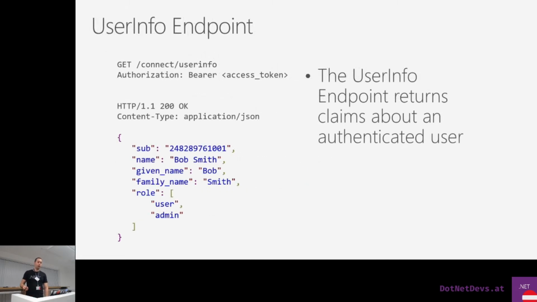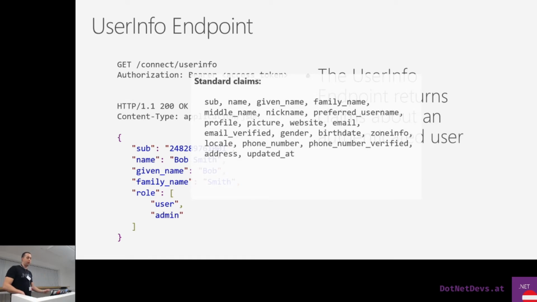And the user info endpoint is basically where I can get up-to-date information about the user. Maybe this is newer if I have an old ID token, or maybe this will get me more than I would actually get in that token. So there's a lot of things that are standard, but usually there's a lot of extensions involved, especially in Azure AD.